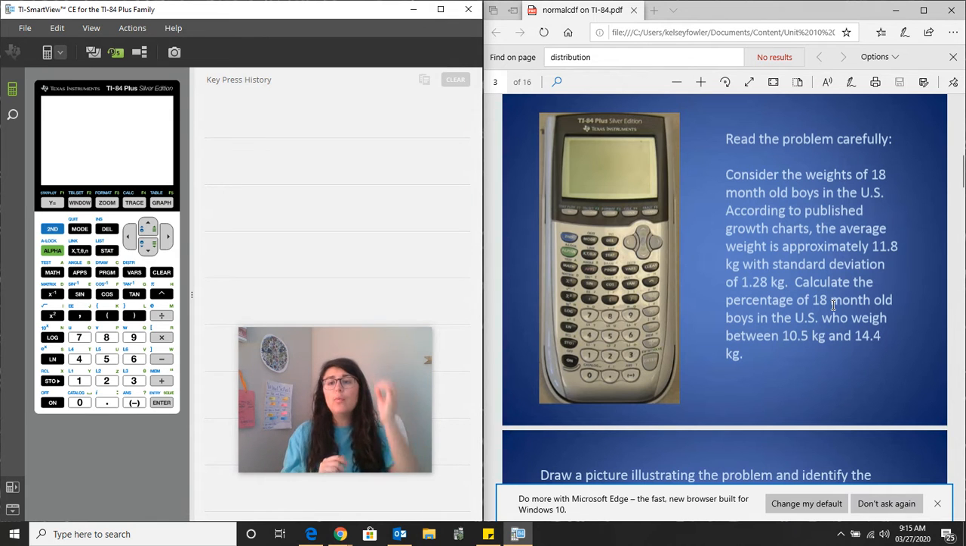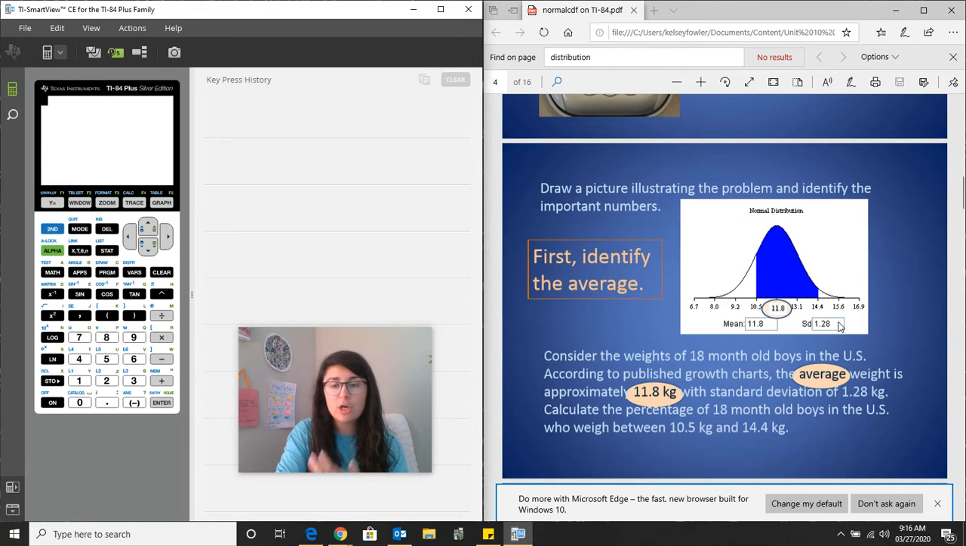So I hope when you hear average and you see a standard deviation and you hear normally distributed, you start thinking about this normal curve. And when they give you a range, a between situation, with the 10.5 and the 14.4, you might start thinking about what it would look like to set up both of these z-scores and figure out the area under this normal distribution between those two values, okay?